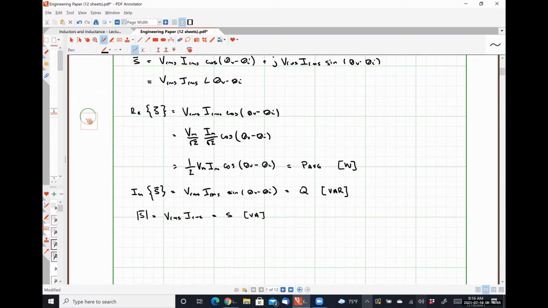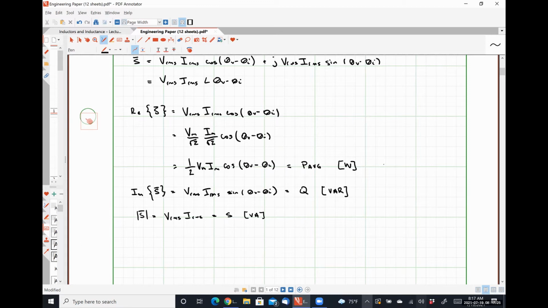And the reason I say that is because it doesn't take into account the phase angles at all. So it doesn't take into account effectively constructive and destructive interference. It's simply the product of the magnitude of the voltage and the magnitude of the current. So this is kind of like worst case scenario, somehow you might have to supply this amount of power to a system.